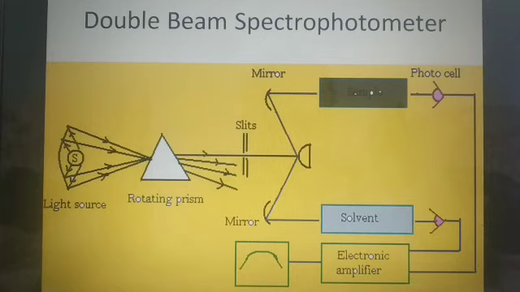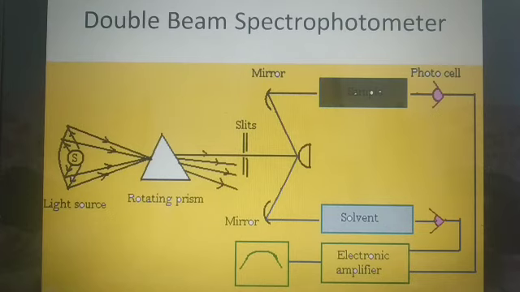Usually a hydrogen discharge lamp is utilized for the UV purpose, and a simple tungsten filament is utilized for the visible light. Light from a source is thrown over a prism. Then various wavelengths are selected. A rotating prism is used. By rotation of the prism, we are able to send a series of wavelengths through the slits.